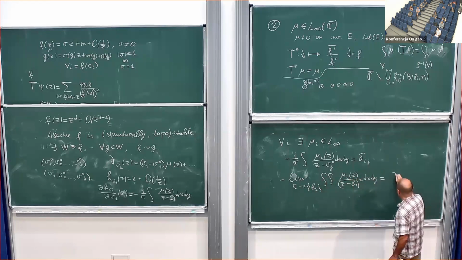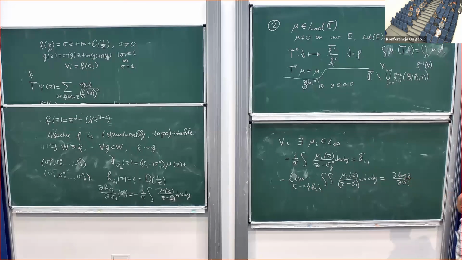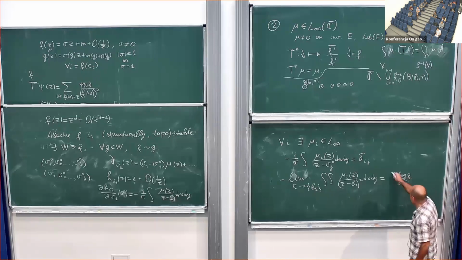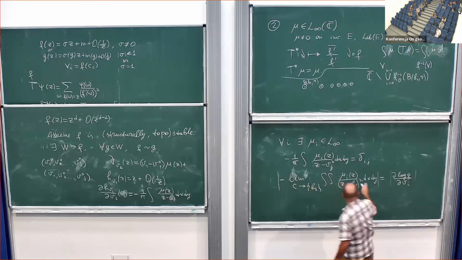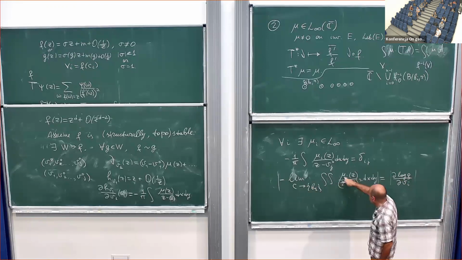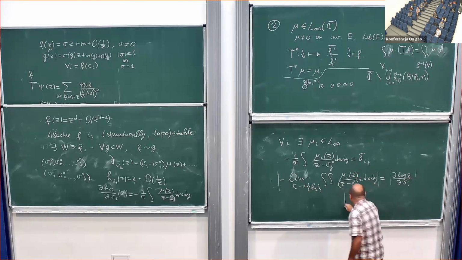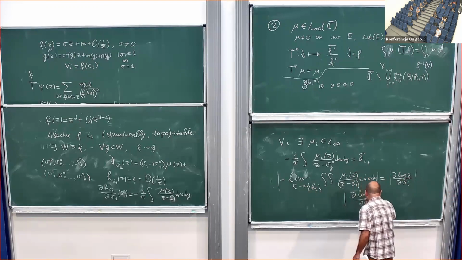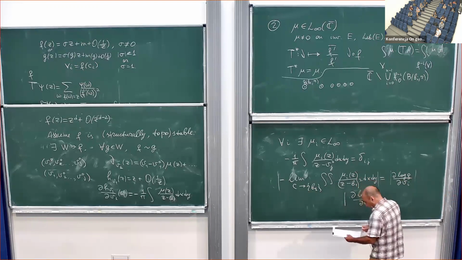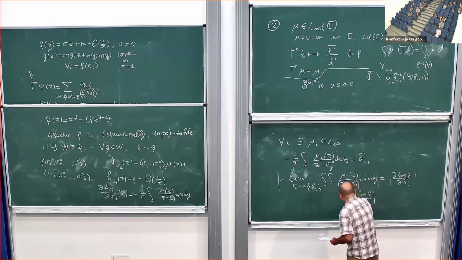Now, if we put modulus here and write an equality with modulus, then you just calculate it and get the following bound for the speed of the multipliers, assuming that the polynomial is stable.